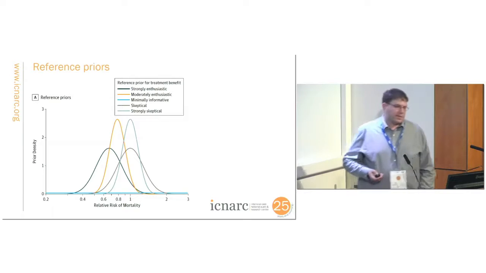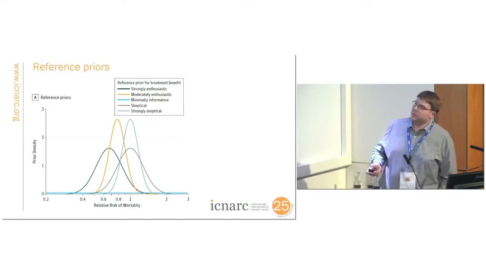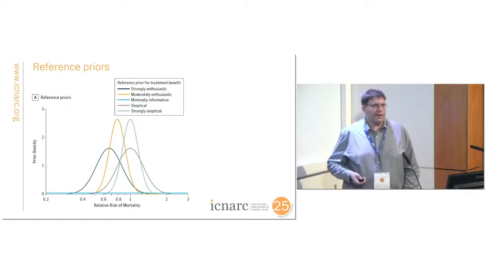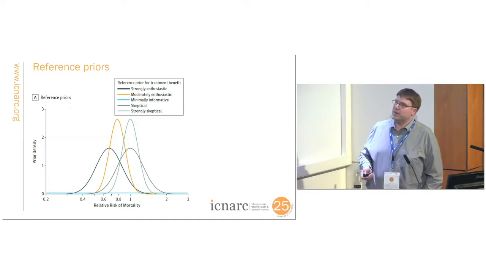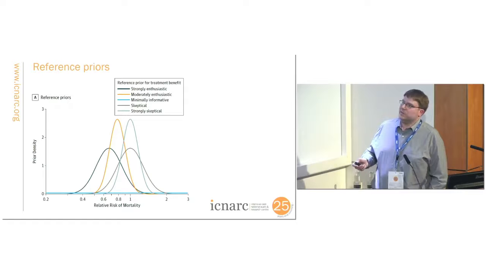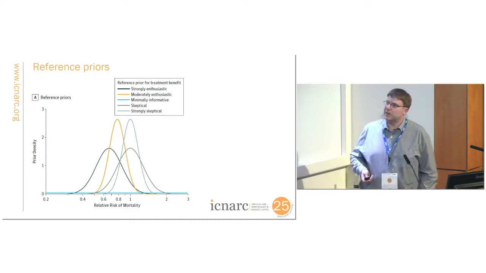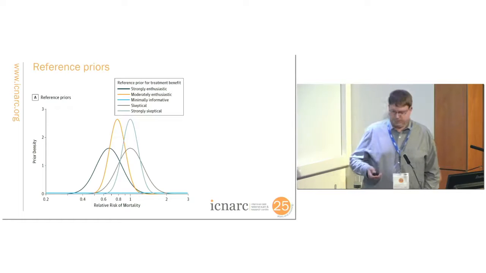And if we look at those priors in terms of their distributions, what you see there is that minimally informative prior is this blue line down the bottom, essentially saying all values of the relative risk are equally likely when I go into this trial. I have no prior belief. And then we've got the 2 different enthusiasts over on the left-hand side, and the 2 different skeptics here who are centred on the value of 1.